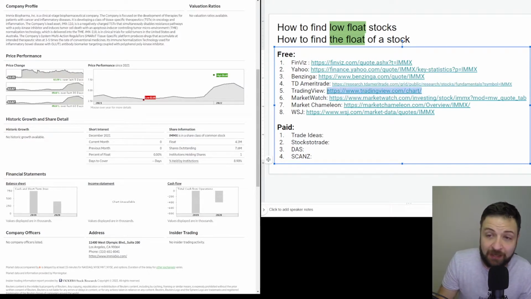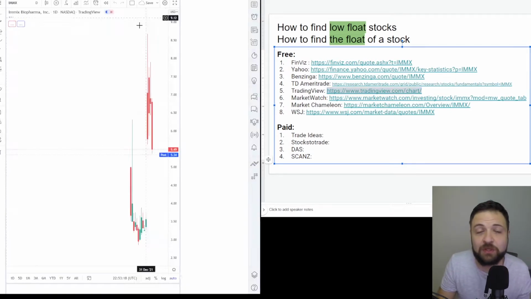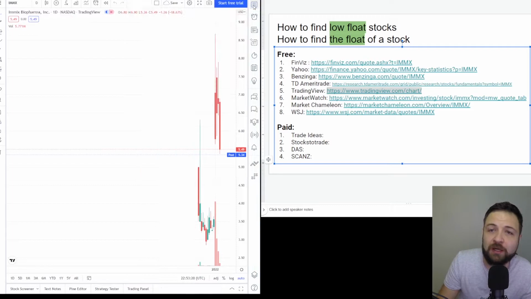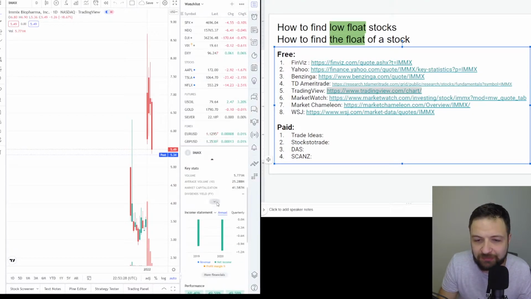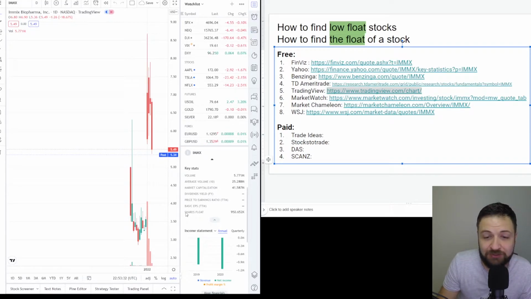Okay, another option is TradingView. TradingView has a paid and a free version. We go to the free, we go to the chart. We also go to this watch list and details option or button here. Click on that, scroll all the way down and see the key stats. You expand that and you see the share float, 950,000. Okay, 950,000 shares. Drastically different from what any of the other sources reported.